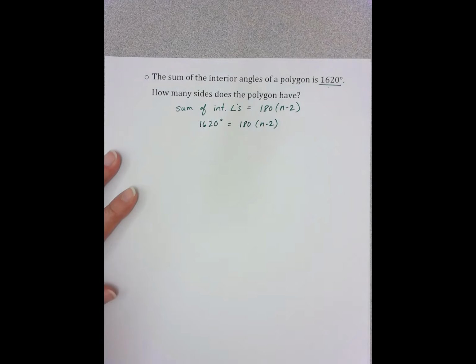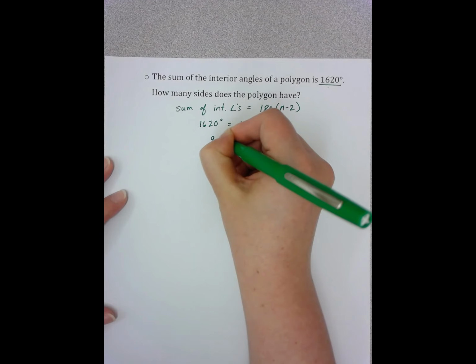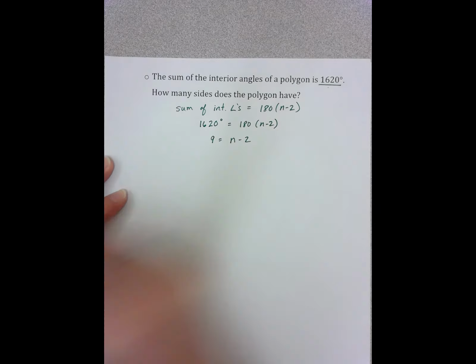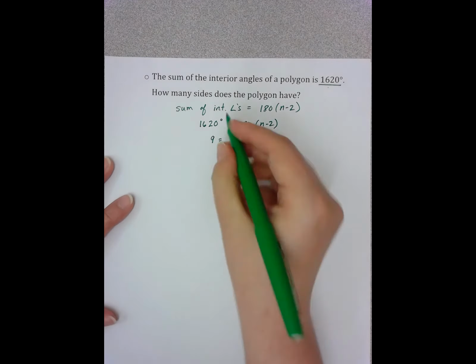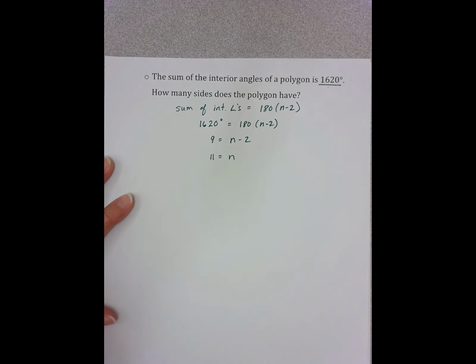So now I have to solve for n. I'm going to start by dividing both sides by 180. That gets me 9 equals n minus 2. I'm going to add 2 to both sides, so I get n equals 11. And now I can write my final sentence.